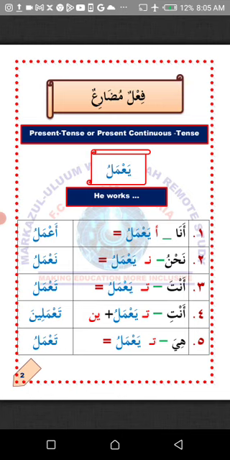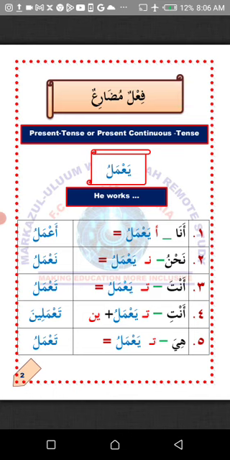Fi'l mudari', present tense, present continuous tense. Fi'l mudari' is a form of verb in Arabic that we can use to talk about something happening at the moment or something that we do on daily basis, like going to work, going to school, or going to mosque. As I am teaching now, the only form of verb in Arabic that I can use to talk about what I am doing now is called fi'l mudari'.